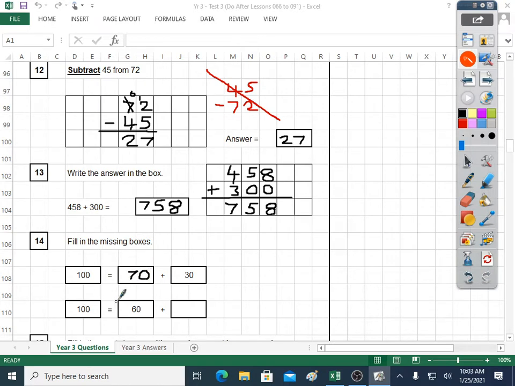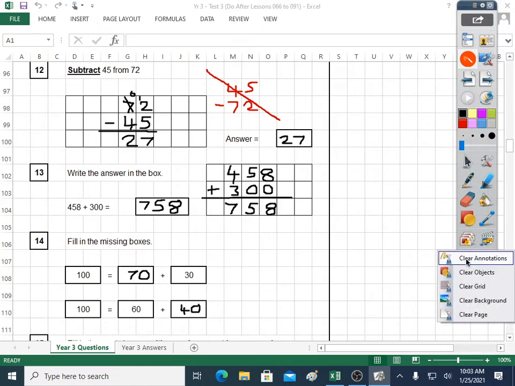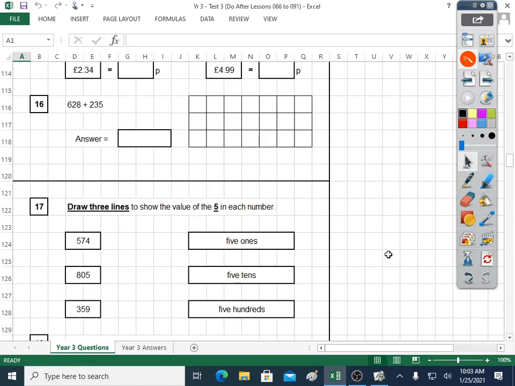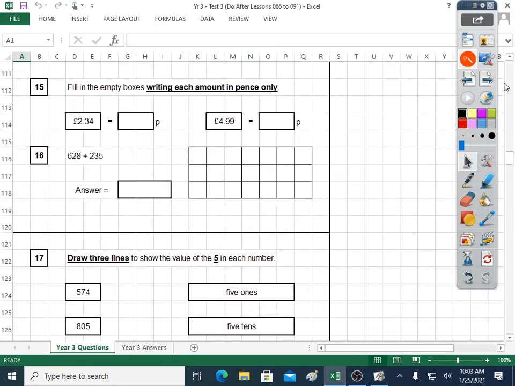And then 100 equals 60 plus something. 60 plus what is 100? It is 40. 70 plus 30 equals 100. 60 plus 40 equals 100. You've just got the answers at the front instead of at the end. Bit of a trick maybe. On to question 15.